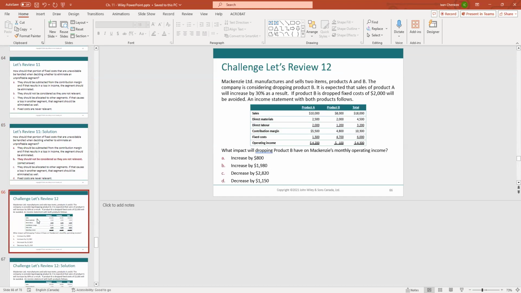Let's see this one. This company manufactures and sells two items, A and B. The company considered dropping product B. I'm gonna flip this; I think I can do it in Excel faster. So the company is considering dropping B because it's not making enough money. They want more money. So the question is, shall we eliminate it or shall we keep it? That's where we are.